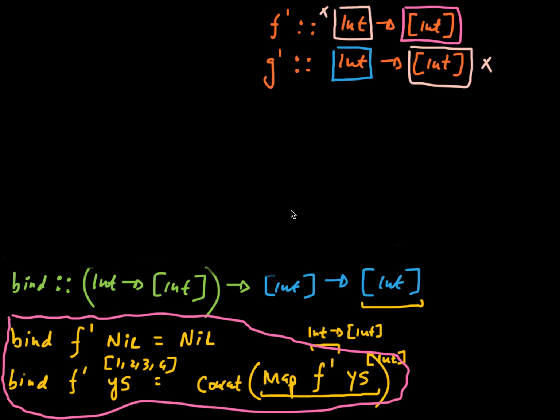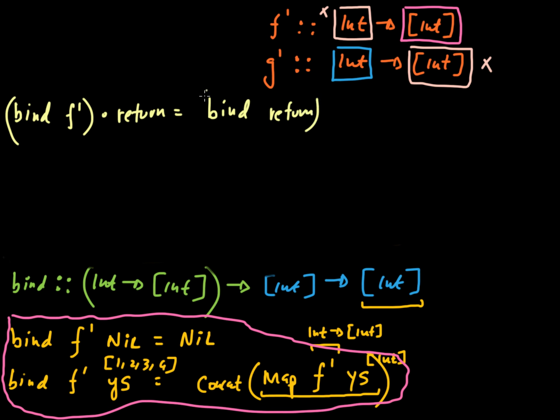So in this video, we're going to look at the implementation of the return function in the list monad. And again, just to write down the monad law: bind of f prime function composition with return is equal to bind of return function composition with some function f prime, which is going to be equal to f prime.